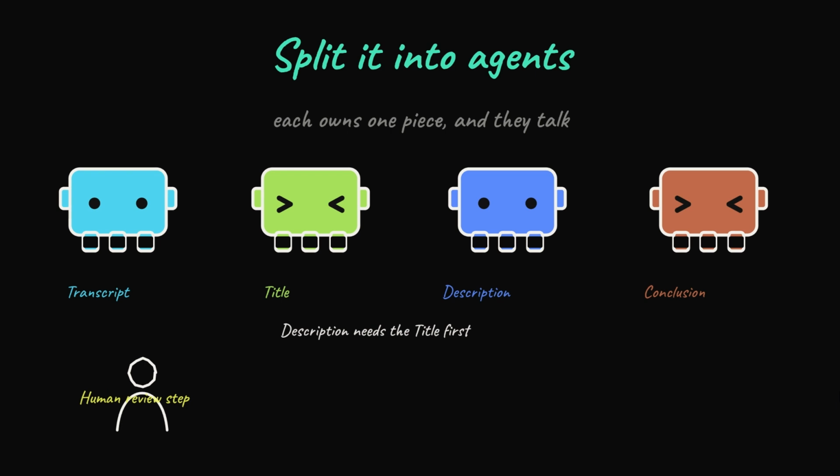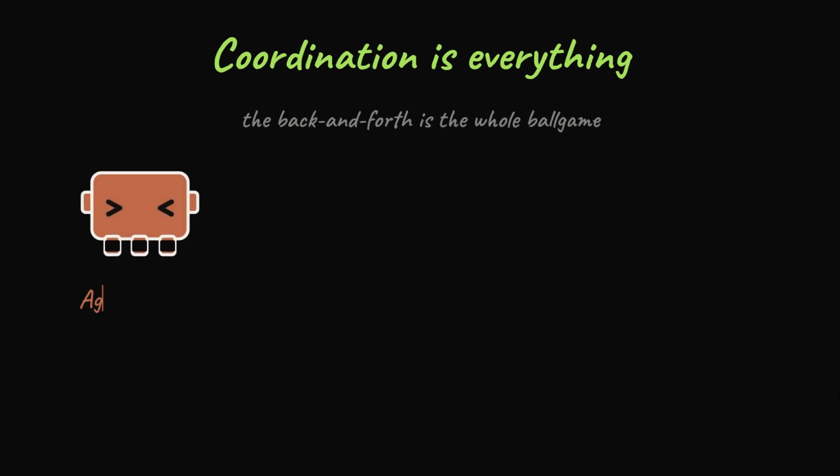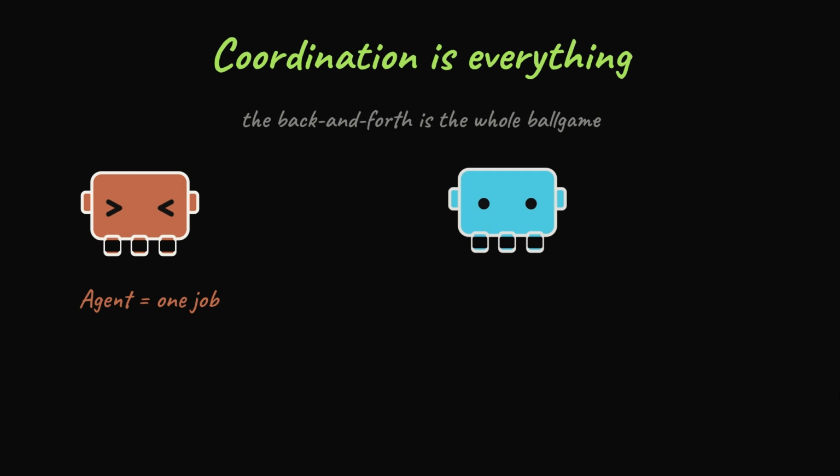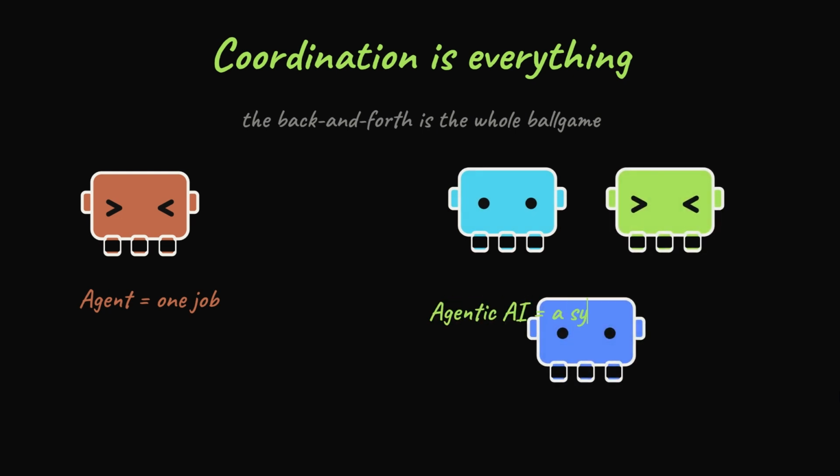The agent writing the description might need to see the title first, so it pulls that from the title agent before it starts. The conclusion agent might wait until the description is done. You can even drop a human review step in the middle if you want a person to approve something before it moves forward. So if you want the short version, an AI agent does one job.